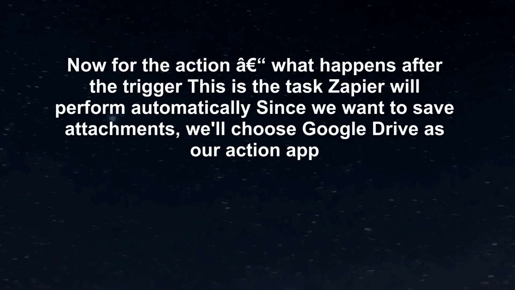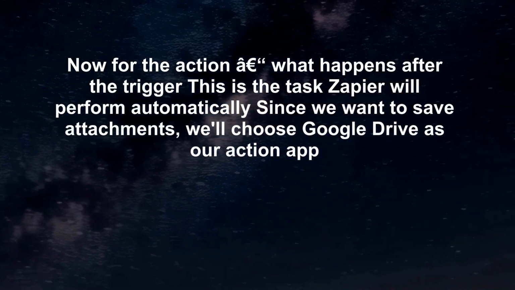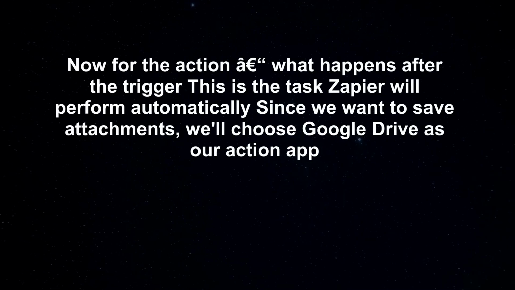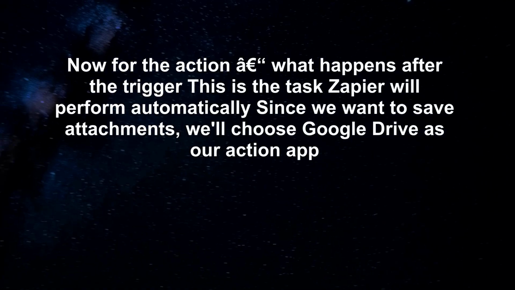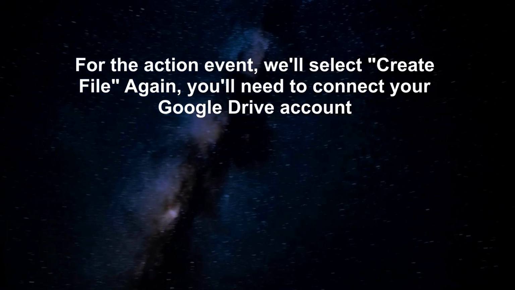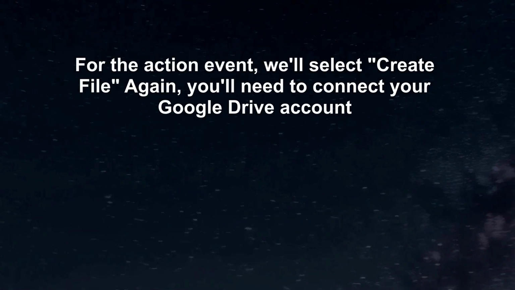Now for the action. What happens after the trigger? This is the task Zapier will perform automatically. Since we want to save attachments, we'll choose Google Drive as our action app. For the action event, we'll select Create File. You'll need to connect your Google Drive account.